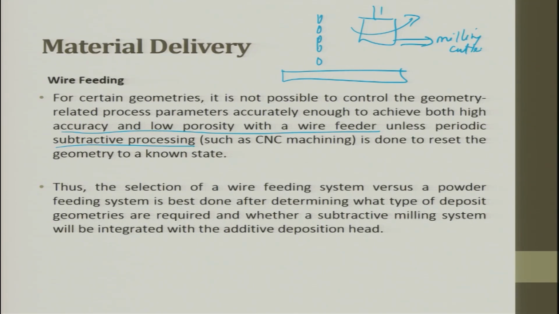So, this cutter after deposition comes here, machines it, removes the undulation on the surface and allows the next drop to come in. So, it is done to reset the geometry in the state. Thus, the selection of wire feeding system versus powder feeding system is best done after determining what type of deposit geometries are required, and whether a subtractive milling system will be integrated with the additive process head. If that cannot be done, then go for powder. If you can integrate a milling cutter along with the wire feed, then look for such systems.